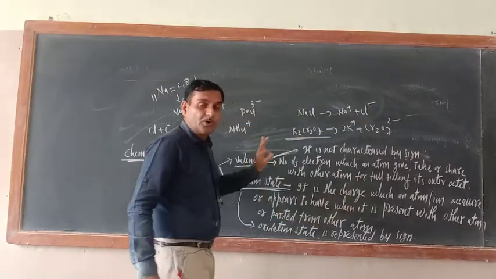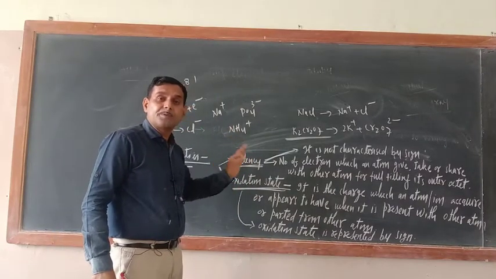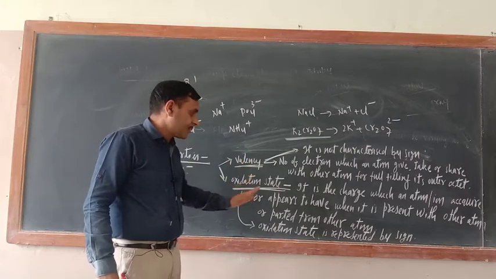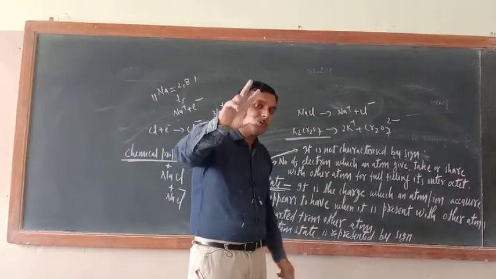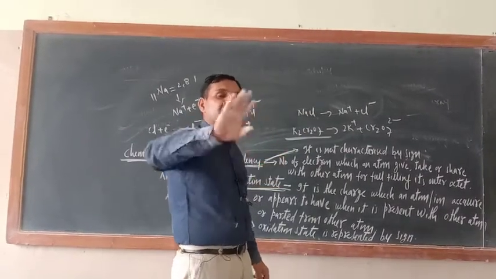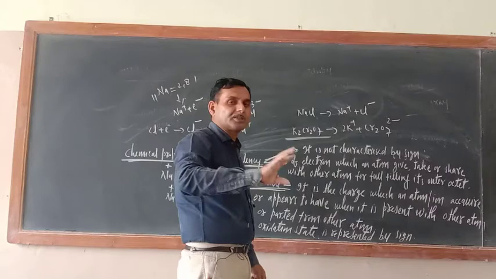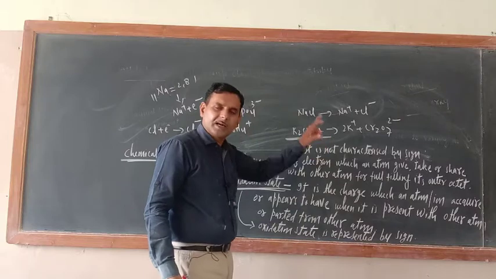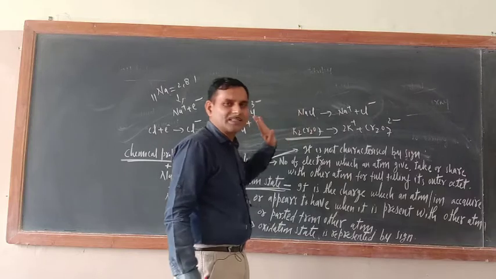So oxidation state is nothing but a charge which an atom or ion appears to have when it is bonded with other atom or parted from other atom. So in the bonding condition you can come to know the oxidation state, and in the parted state also you will come to know what the charge is. Parted means dissociated. Here I wrote parted from other atom.